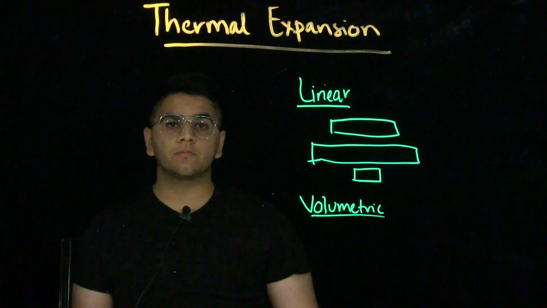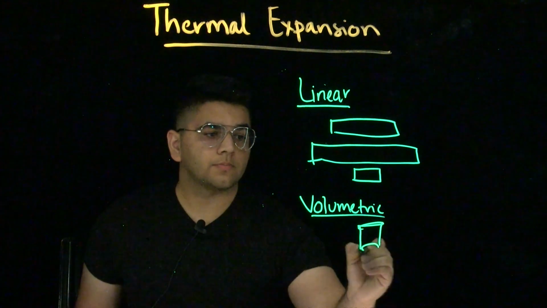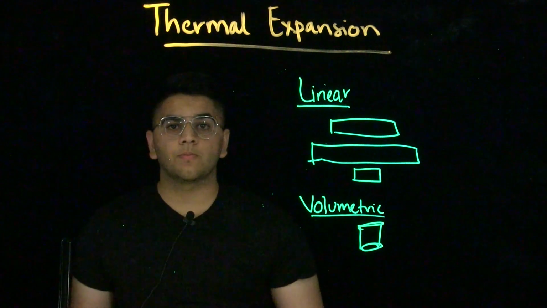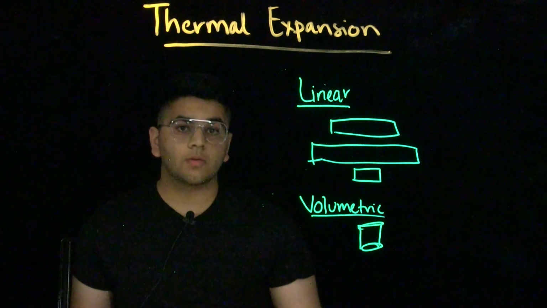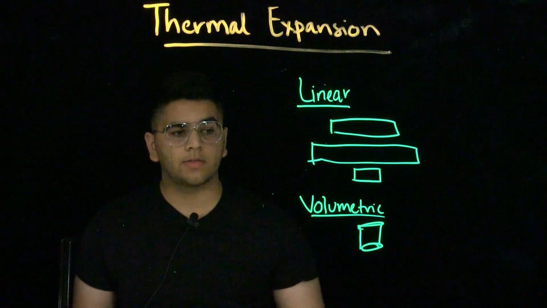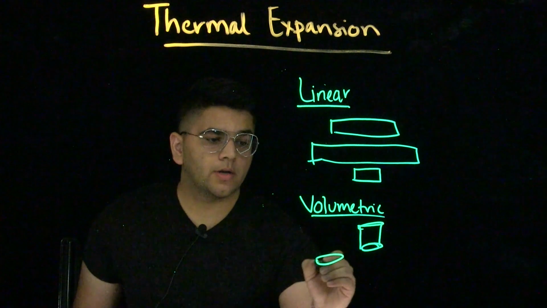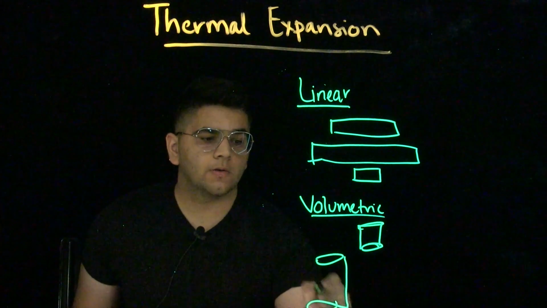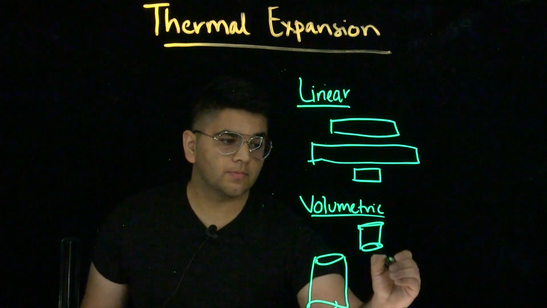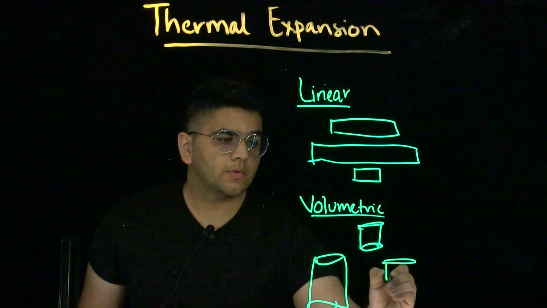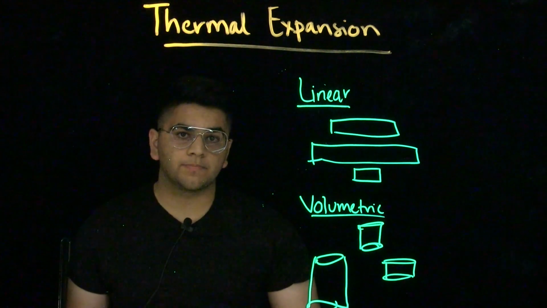Then there's volumetric thermal expansion, where we look at our objects in 3 dimensions. When there's an increase or decrease in temperature, the volume of the object also increases or decreases. For example, if we heat up that rod of steel, it'll also increase in volume. If we decrease the temperature, the volume of the cylinder will decrease.